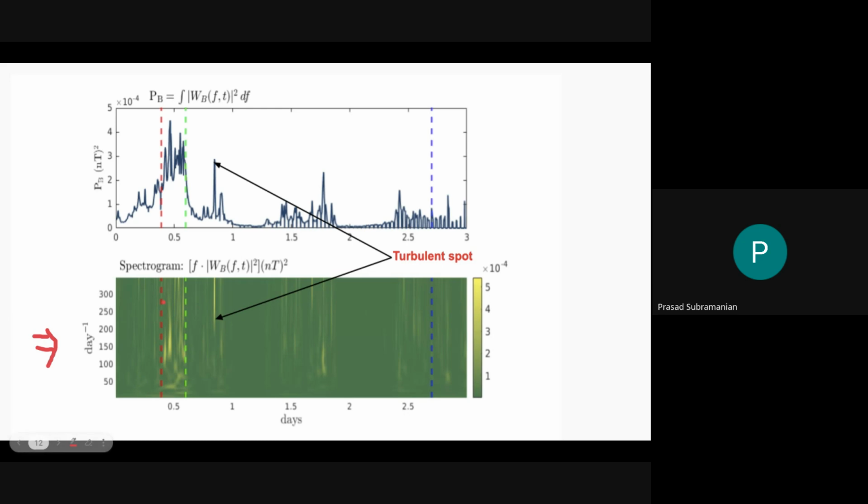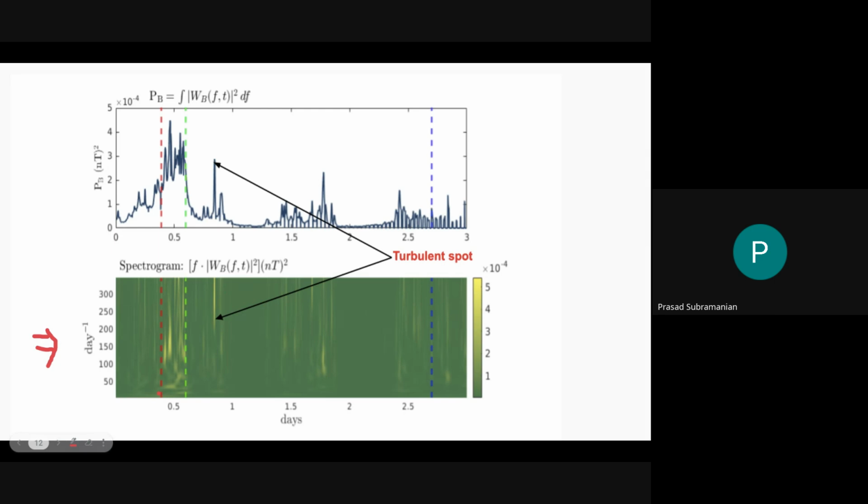Okay, and these dashed lines are the same things that we saw before. Before the dashed line, you've got the quiescent background solar wind. In between these two dashed lines, you've got the sheet. And in between the green and the blue dashed lines, you've got the interior of the CME. Okay. So now, what can you tell from this picture?